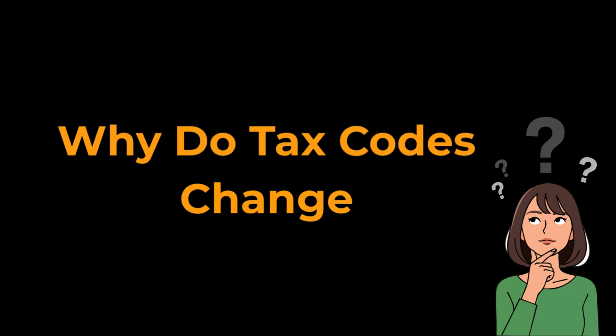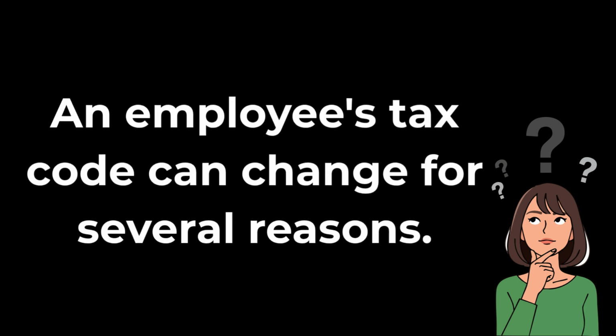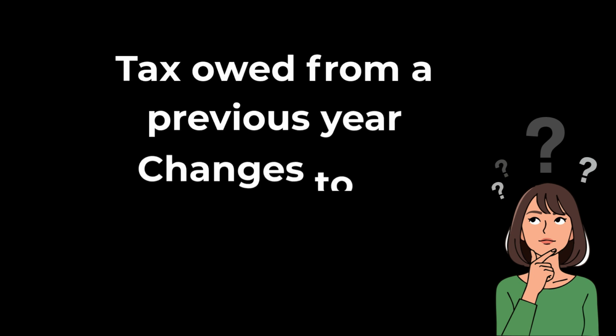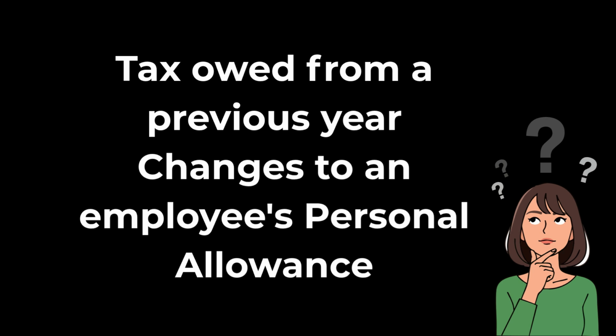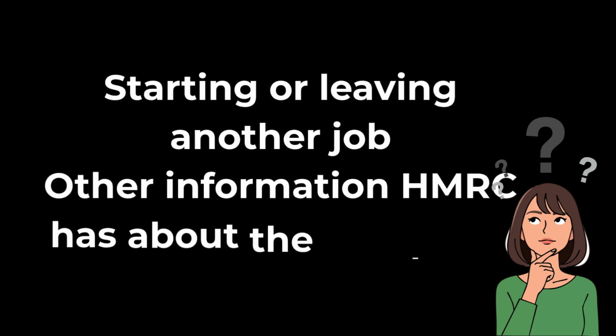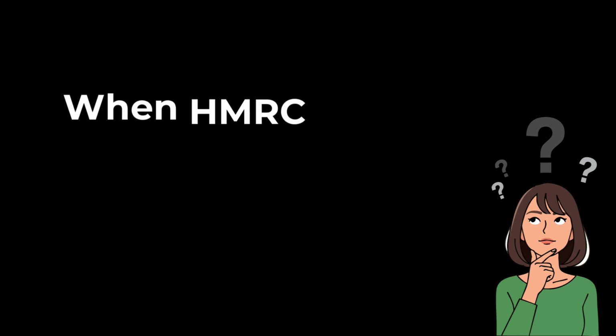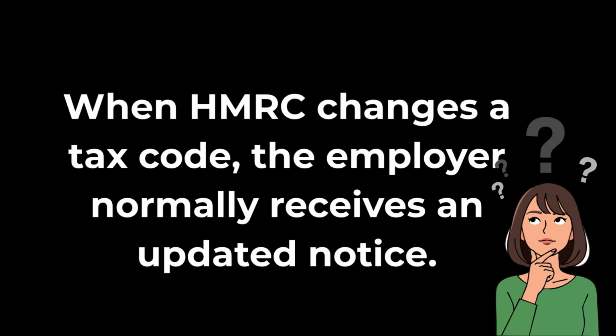Tax codes aren't necessarily permanent, so an employee's tax code can change for several reasons. For example, HMRC may update someone's tax code because of a change of income, a change in employment circumstances, benefits provided by an employer, tax owed from a previous year, changes to an employee's personal allowance, or even starting or leaving another job, or other information HMRC has about the employee. When HMRC changes a tax code, the employer normally receives an updated notice. The payroll team will then need to update the employee's payroll record on their end.